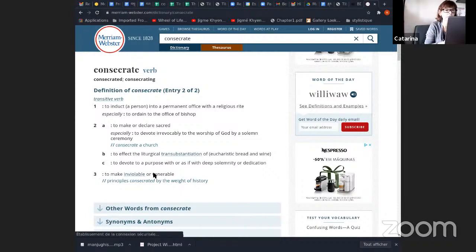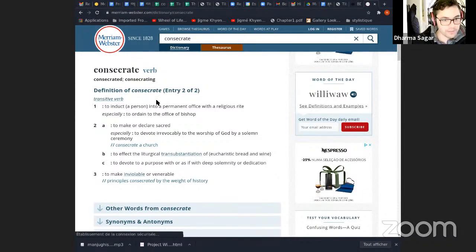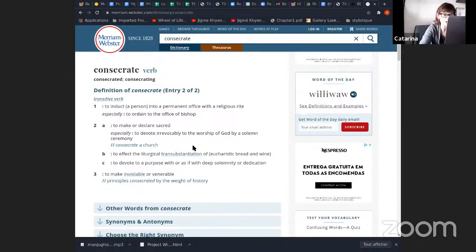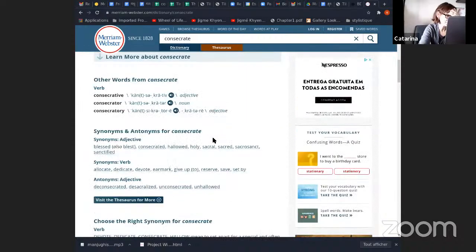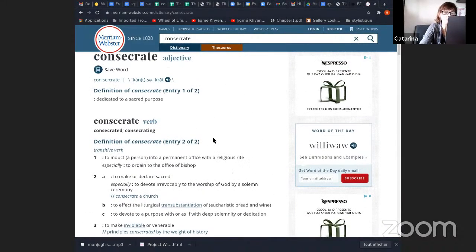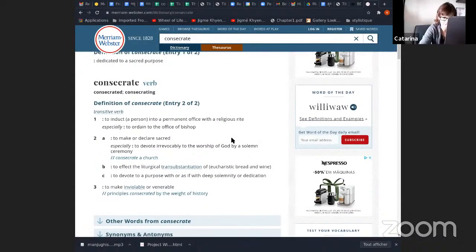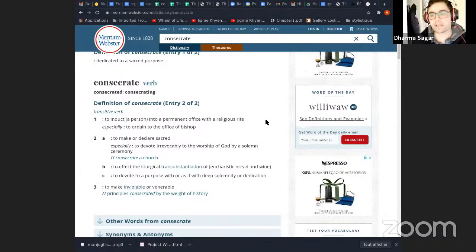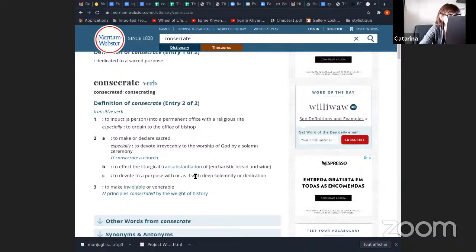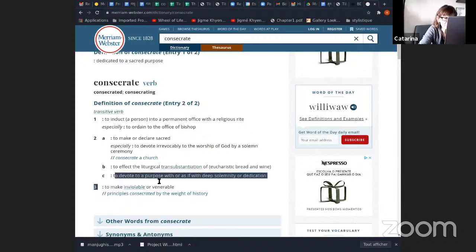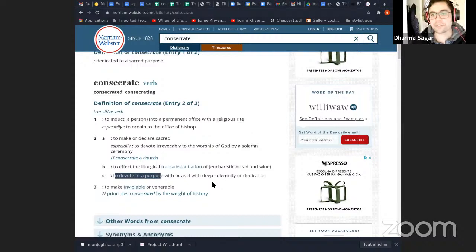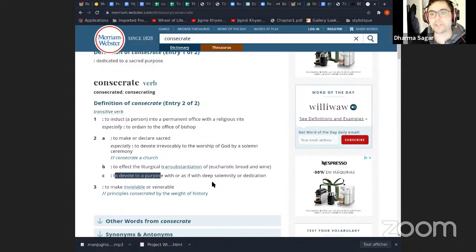To make venerable, that's not it. To induct into permanent office with religious rites, to consecrate a bishop. It's more to open. It's a devotion, showing that devotion, that openness. You mean to devote? Oh, you see, to devote to a purpose, right? With deep solemnity, or dedication, but I don't find that meaning. To devote to a purpose. Yes, it's like a consecrated expression.